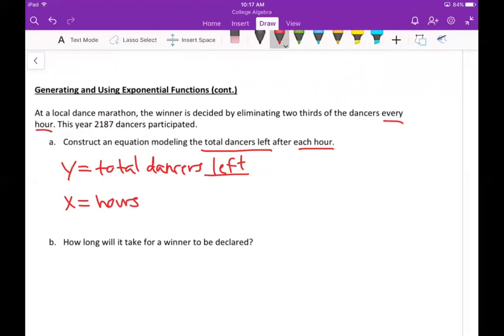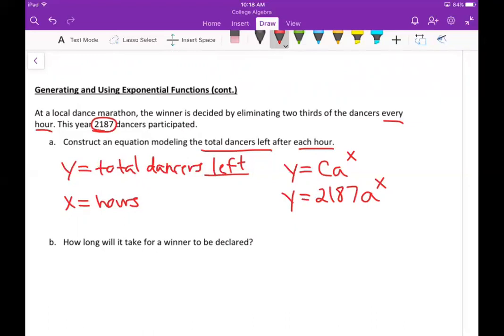Okay, so C is always a little bit easier to find if you're given it. We know we originally start with 2,187 dancers. So we know we're in exponential decay, Y equals C times A to the X. We know that C is 2,187, so Y equals 2,187 times A to the X. And we're looking for what A is.